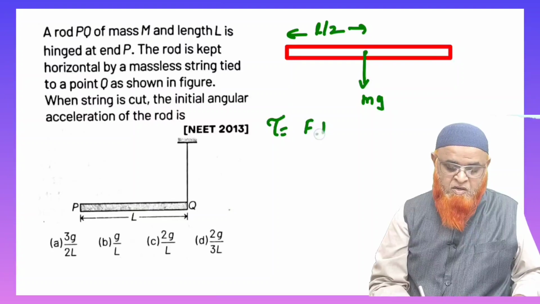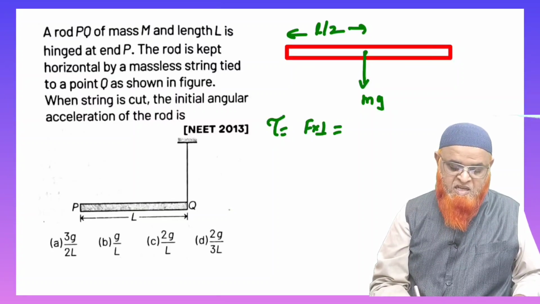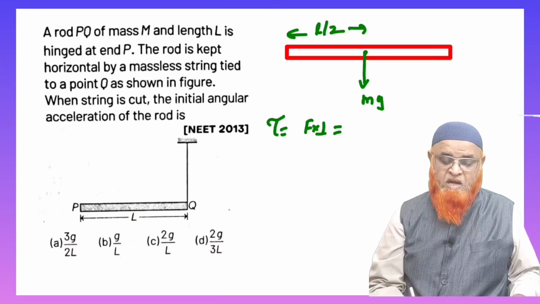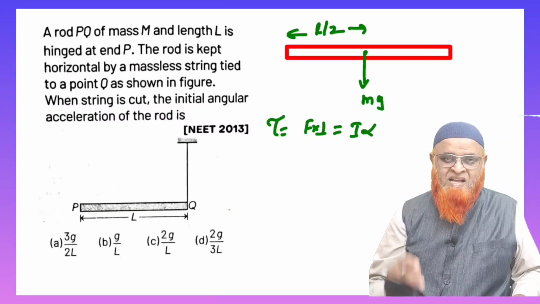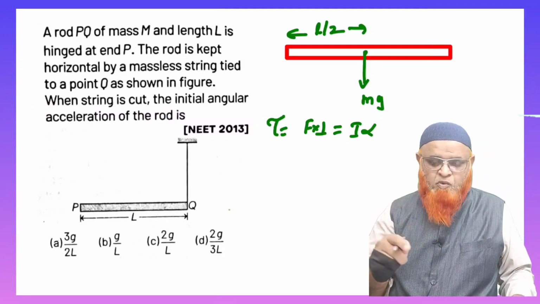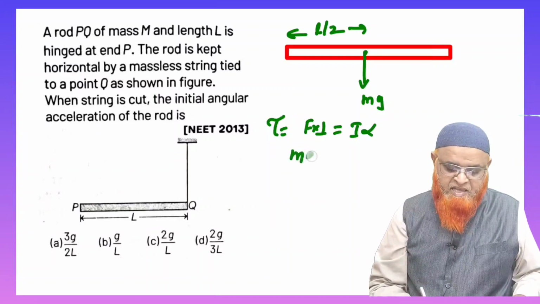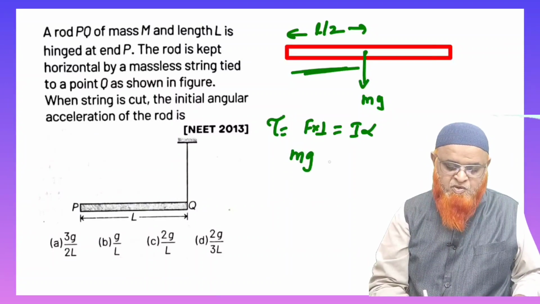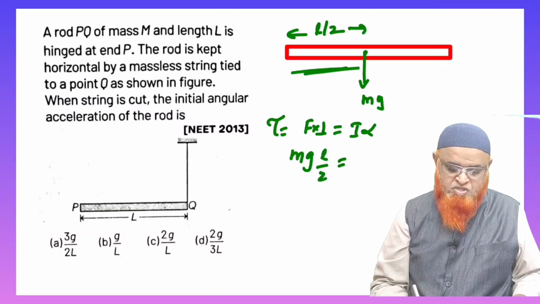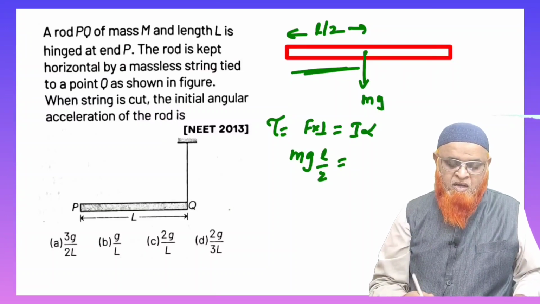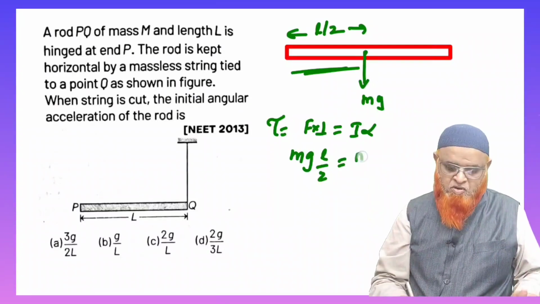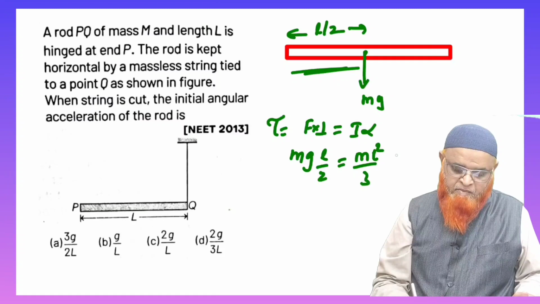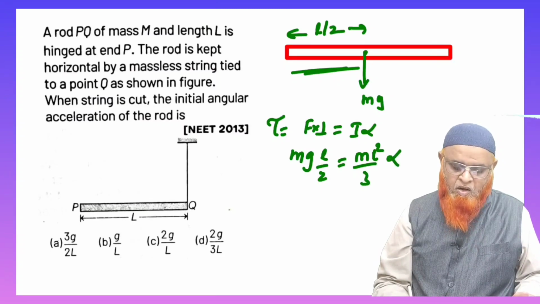So torque is nothing but force into perpendicular distance, which is also equal to another formula, that is I into alpha. Just like F is equal to ma, torque tau is equal to I into alpha. Force is mg here, and perpendicular distance is L by 2. Moment of inertia of a rod about one end is ml square by 3, and this is going to be alpha here.